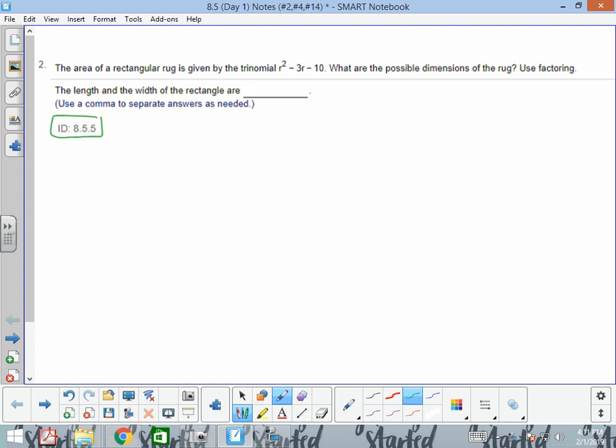The area of a rectangular rug is given by the trinomial r squared minus 3r minus 10. What are the possible dimensions of the rug? And it says use factoring. So they want the length and the width. Doesn't matter the order. All we're doing on this one is factoring.